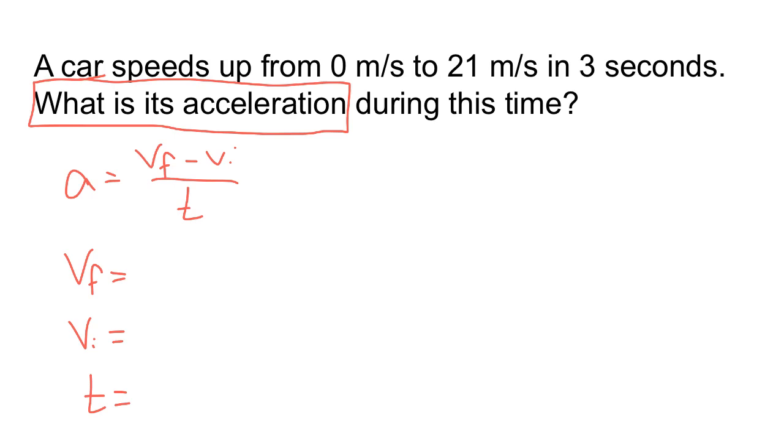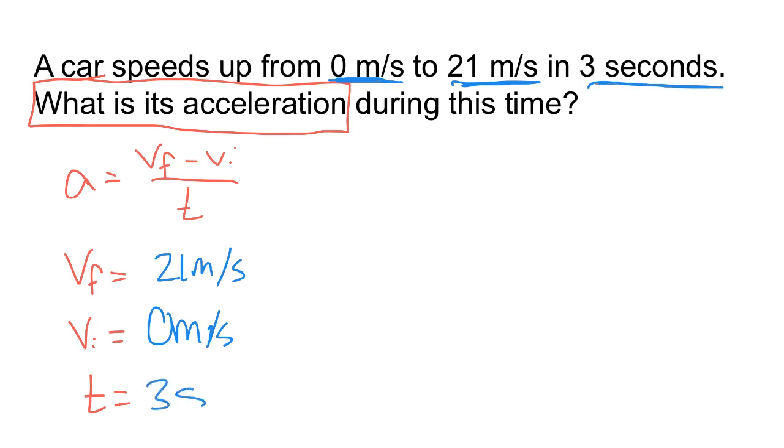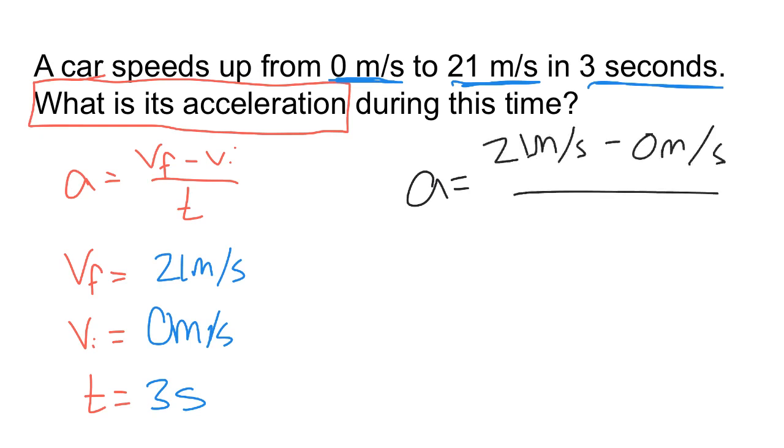So the car speeds up from 0 meters per second, so it's starting there, 0 meters per second, to 21 meters per second. That's what it's ending up at, 21 meters per second. And it's doing that in 3 seconds. And so here's the information that we need to have. And so once we have all of that information, we can go on and we can write 21 meters per second minus 0 meters per second. And we have 3 seconds.